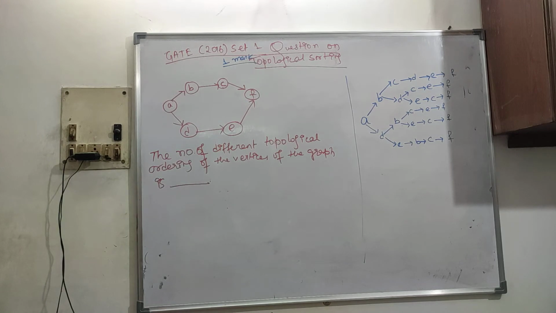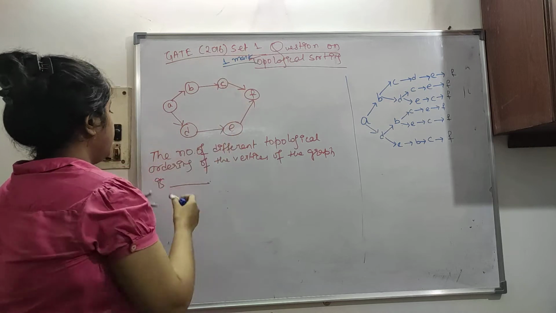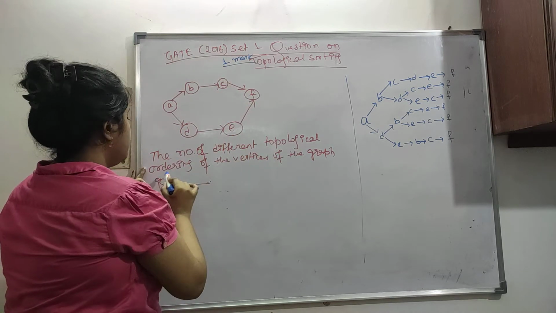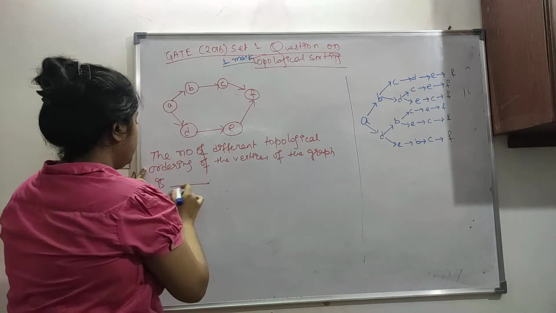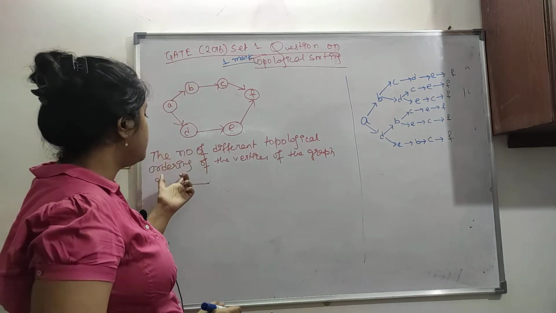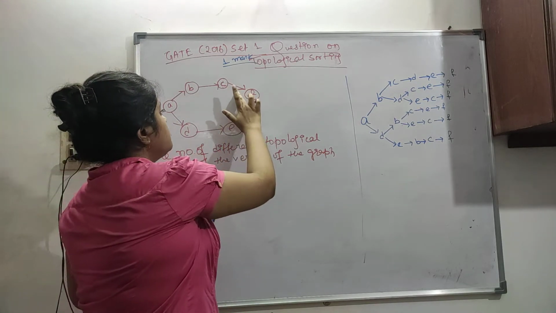So now let's see this. This is a directed graph given with A, B, C, F, then D, E, and F. The number of different topological orderings of the vertices of the given graph is asked. This is basically a NAT question, you have to put the answer from the keyboard or virtual keyboard. So how can we do it?